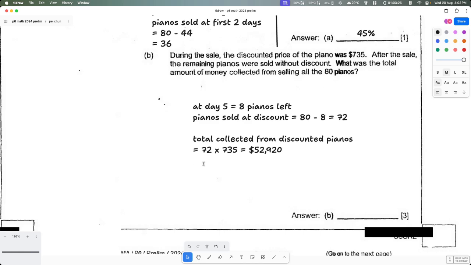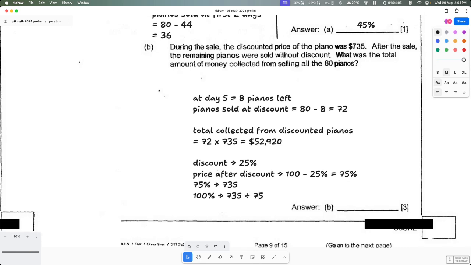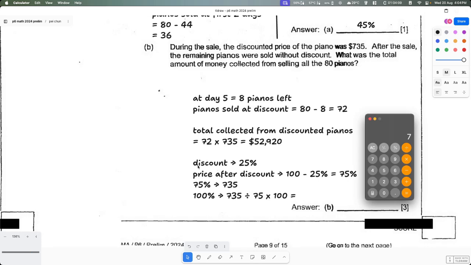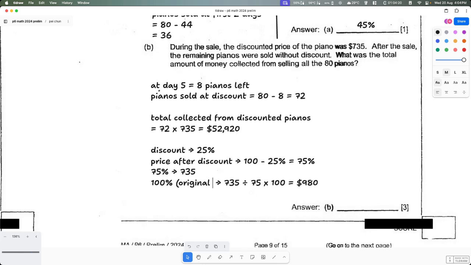So if we were selling at 25% discount, the price after discount is equal to 100 minus 25%, which is 75%. So 75% was 735. So 100% is equal to 735 divided by 75 times 100. This will give us $980. So 100% is the original price. Let me bracket this original price.